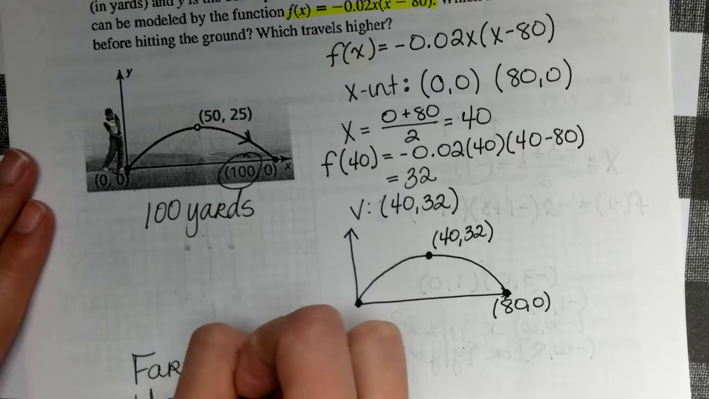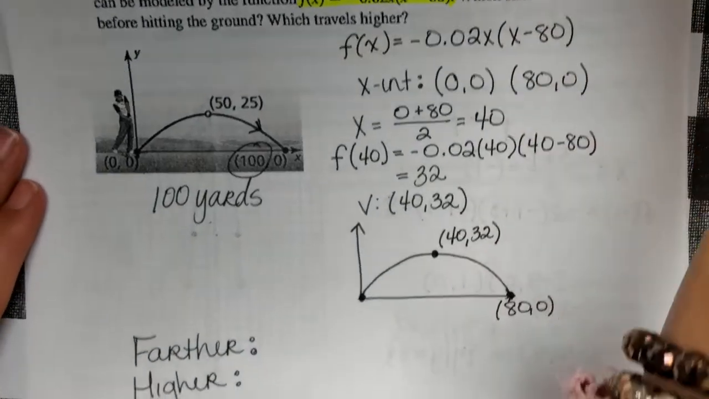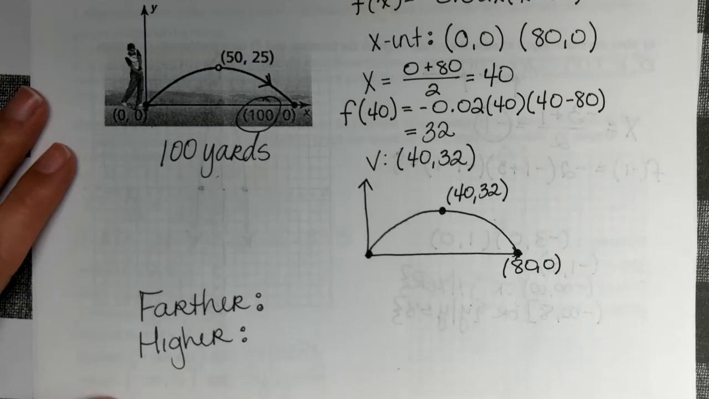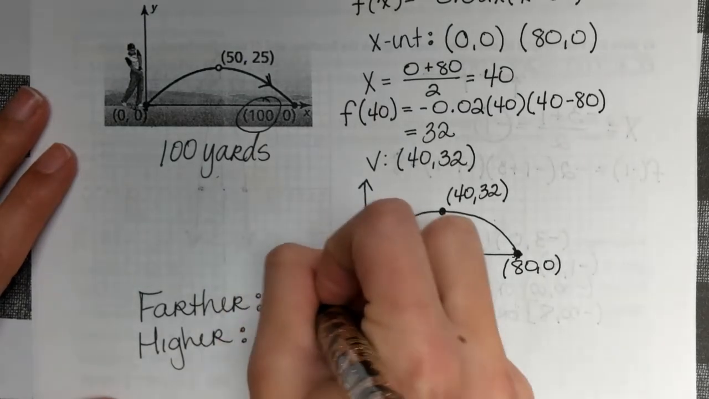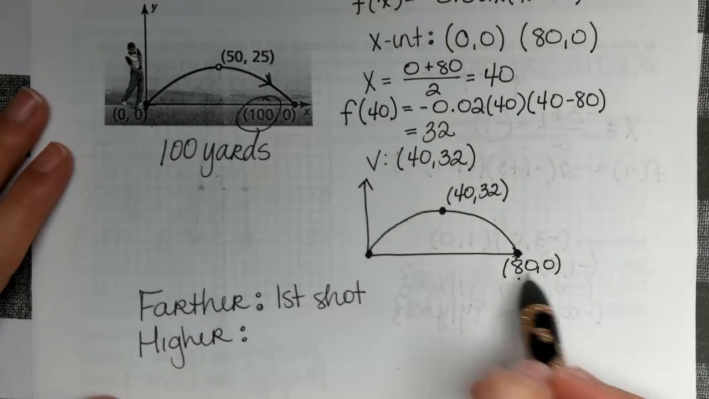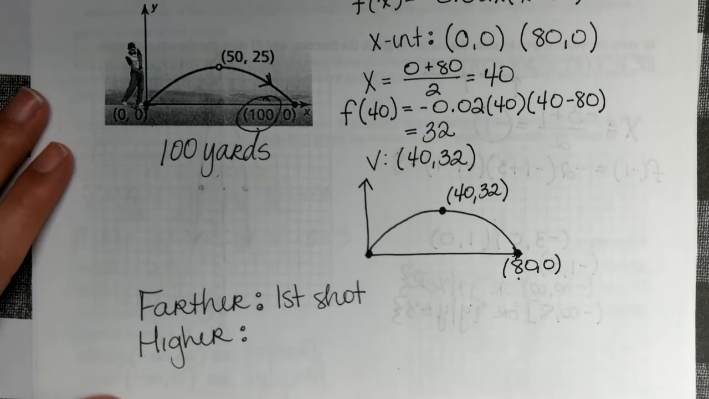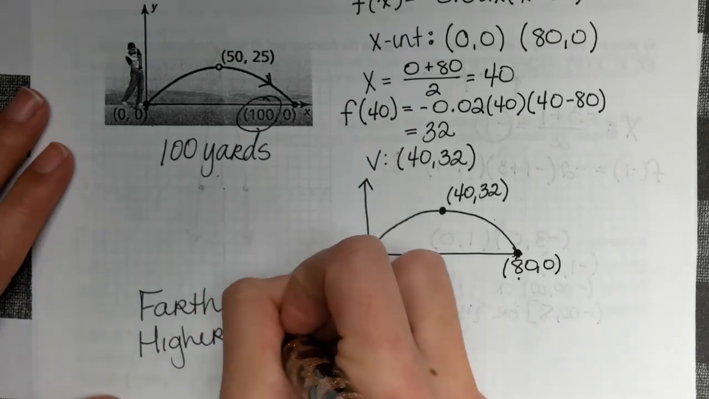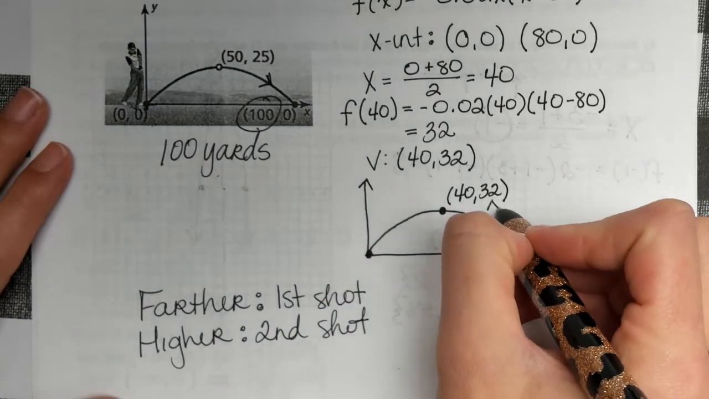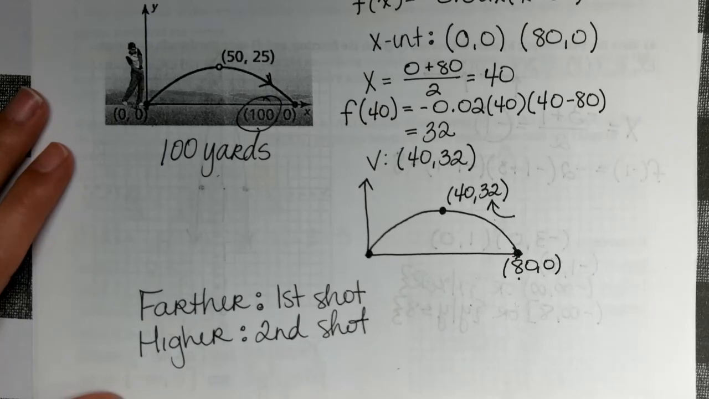So we're going to see which one traveled farther and which one traveled higher. First shot or second shot traveled farther? How do we know that? Your x-intercept is 100 versus 80. Which one traveled higher? How do I know that? My y value of my vertex, 32, is higher than 25.